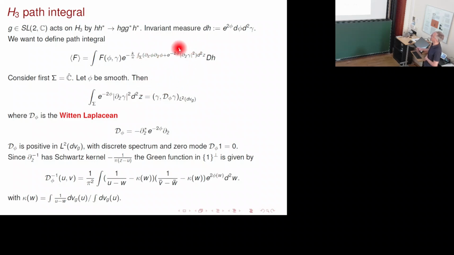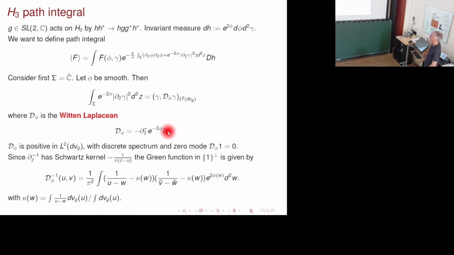When phi is fixed, gamma we should try to define as a Gaussian measure, right? Because it's quadratic in gamma. So we are interested in the covariance, which is the inverse of the operator which is upstairs here. So I can invert this operator, since it's positive and discrete, etc. And it has actually a Schwartz kernel, and you can write it concretely. You should, of course, do it in the orthogonal complement of the zero mode.